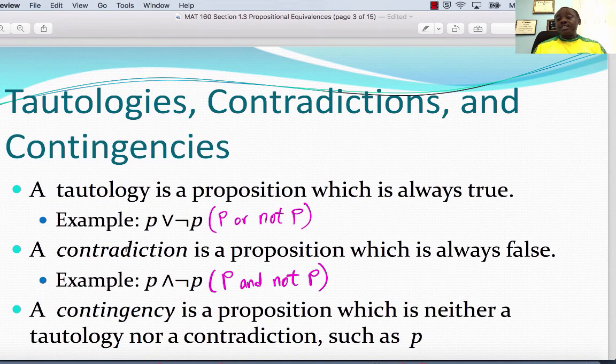Definition: tautologies, contradictions, and contingencies. A tautology is a proposition which is always true. For example, P or not P is always true. He ate a slice of pizza or he did not eat a slice of pizza. That is always true. A contradiction, on the other hand, is a proposition which is always false. For example, P and not P. He ate a slice of pizza and he did not eat a slice of pizza. It's a problem. A contradiction is always false.